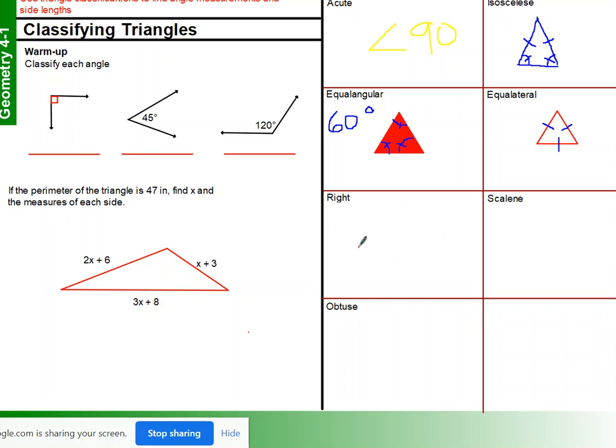A right triangle, you've already said, is a triangle with a right angle. A scalene triangle. Any ideas what a scalene triangle is? None of the side lengths or angles are equivalent. So 3 different side lengths, 3 different angles. Obtuse is going to be greater than 90.